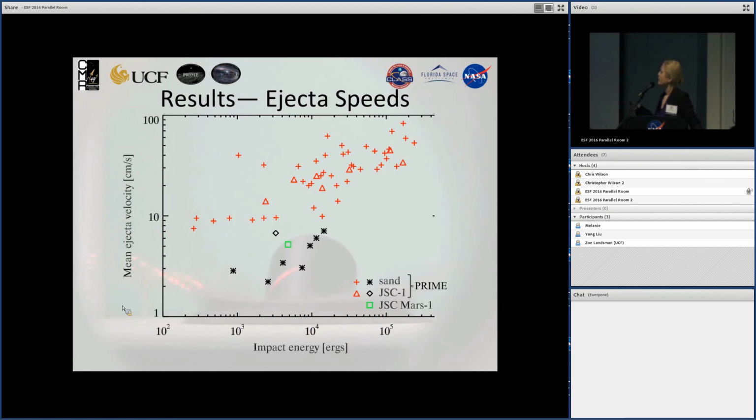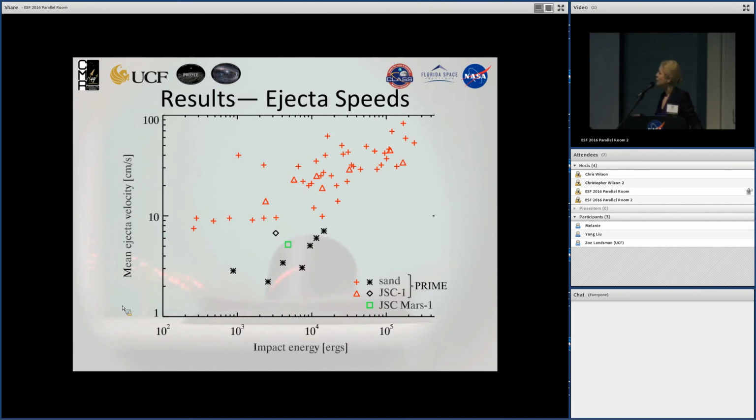So for the ejecta produced, as I said, we measure the mean velocity of the ejected particles. And if we put all the data together that we got, this is the kind of plot that we get. Here's the mean ejecta velocity and the impact energy. And you see we have a spread of the graph to the left here.